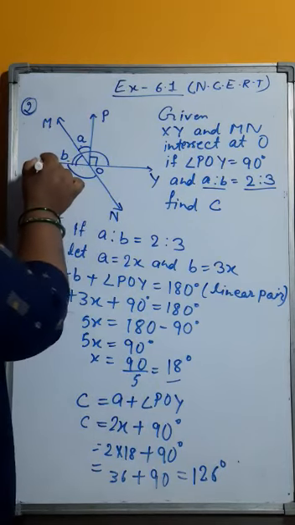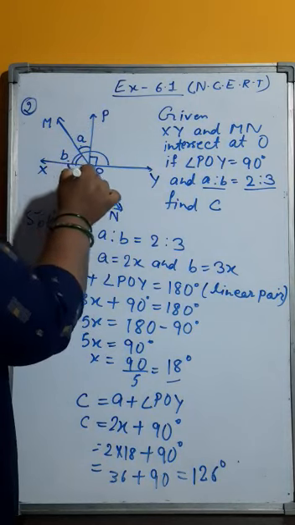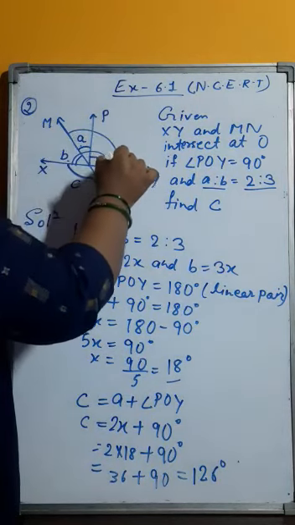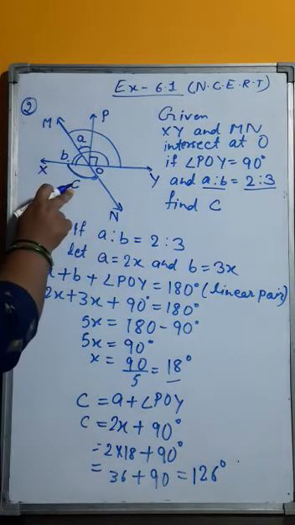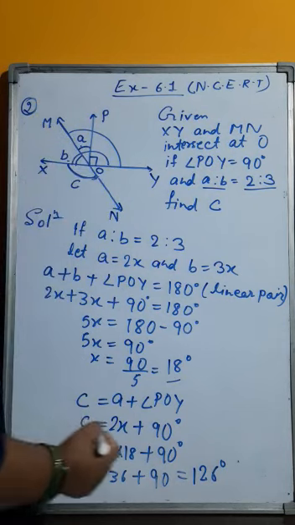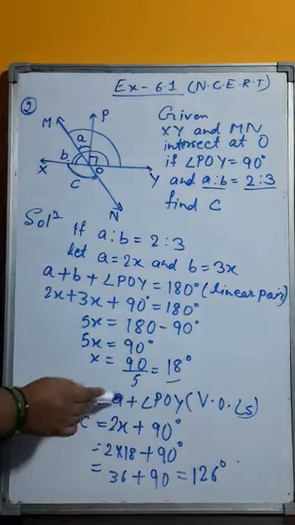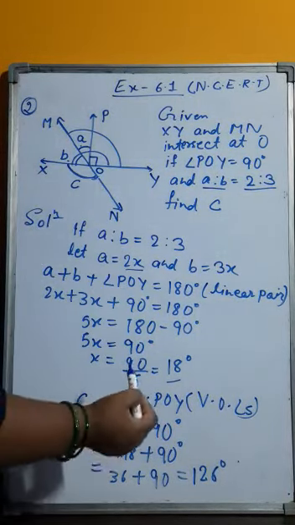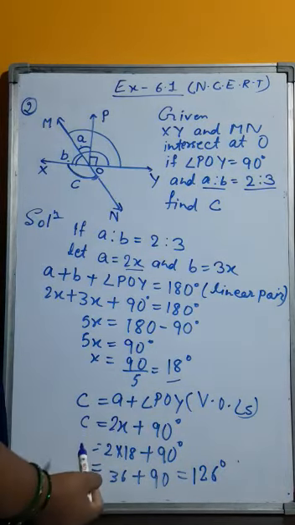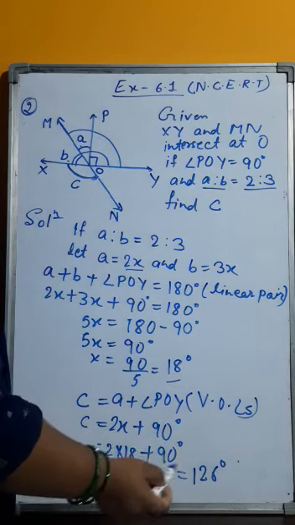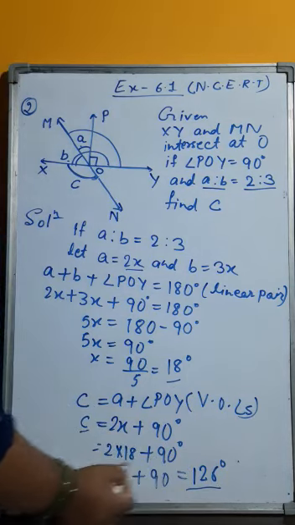Now you see, XY and MN intersect at O. So angle c and angle a plus POY become vertically opposite angles. So we can write angle c is equal to a plus POY. The reason is vertically opposite angles. So a we have assumed 2x, and POY is equal to 90 degrees. The x value we have calculated is 18. So it is 2 into 18 degrees plus 90. 2 into 18 is 36, plus 90. So c has come 126 degrees.